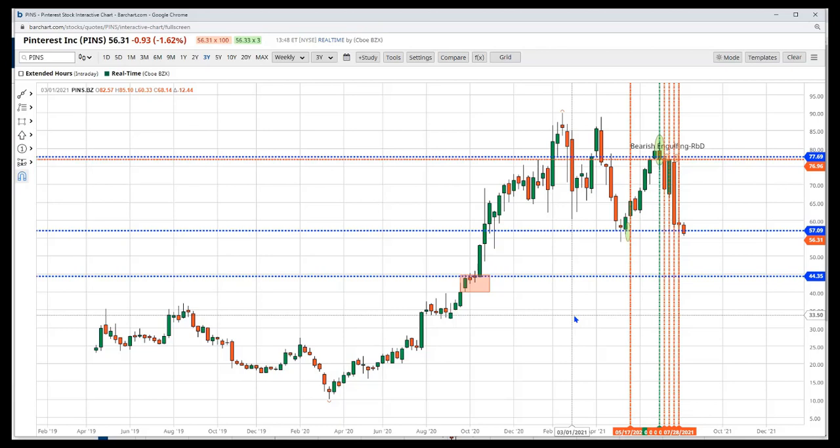Now, I'm not predicting that Pinterest is going to fall all the way to $45. All I'm saying is that my higher time frame, my daily time frame, and now even my lower time frame are starting to show me who's in control. And who's in control? Well, it looks like sellers are in control again. And so they should push price lower, okay?